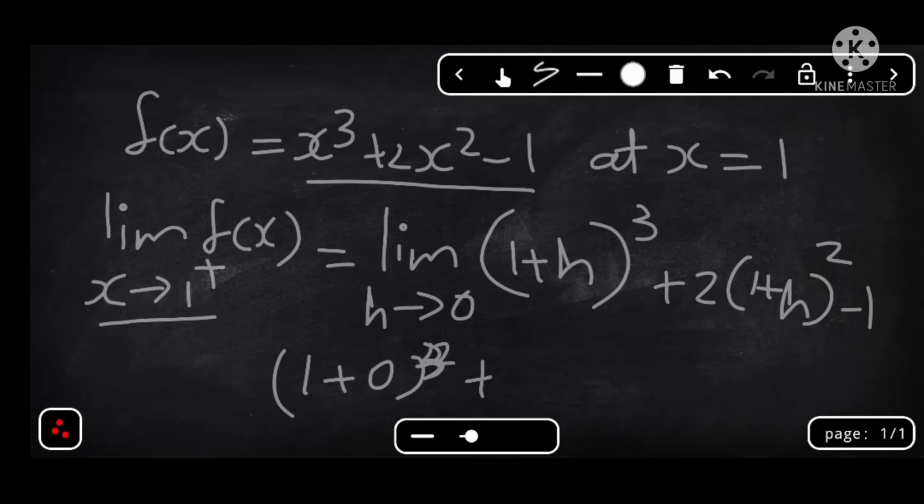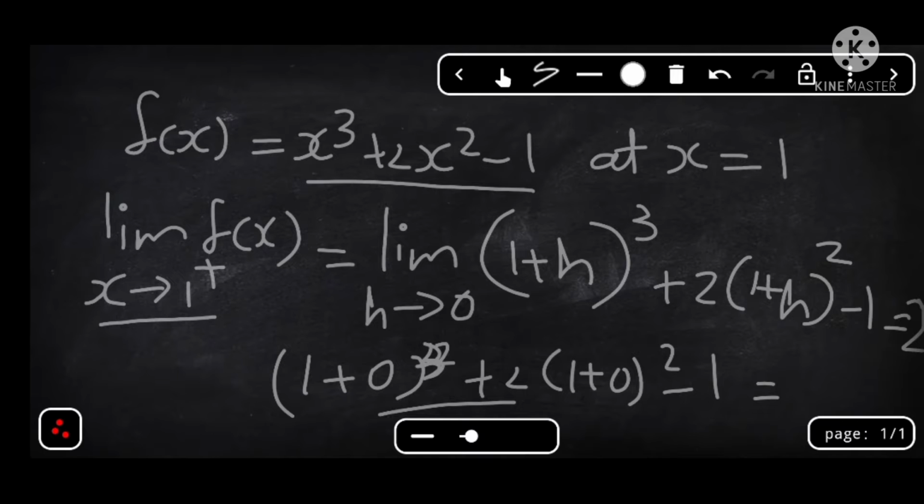what are we going to obtain? 1 plus 0 whole cube plus 2 into 1 plus 0 square minus 1. So this value is what? 1 plus 0 is 1, 1 cube is 1 itself. Plus 1 plus 0 is 1, so 2 into 1 is 2. So 1 plus 2 is 3, 3 minus 1 is 2. So this is equal to 2. I can write it as 2.